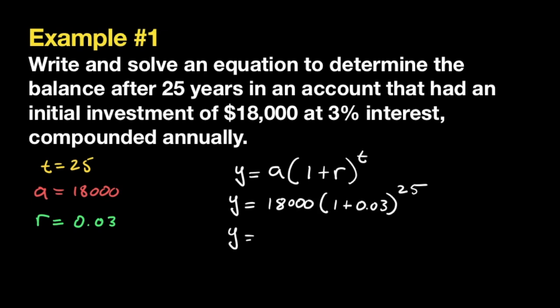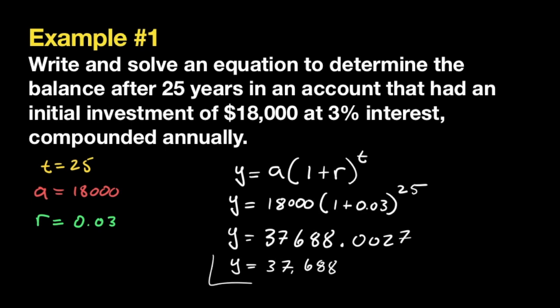Your answer is 37,688. And in this case, your decimal part is 0.027. But because we're talking about money, we only have to round to 2 decimal places, and that will still give us 0.00. So we don't need to write it down. That is our answer.